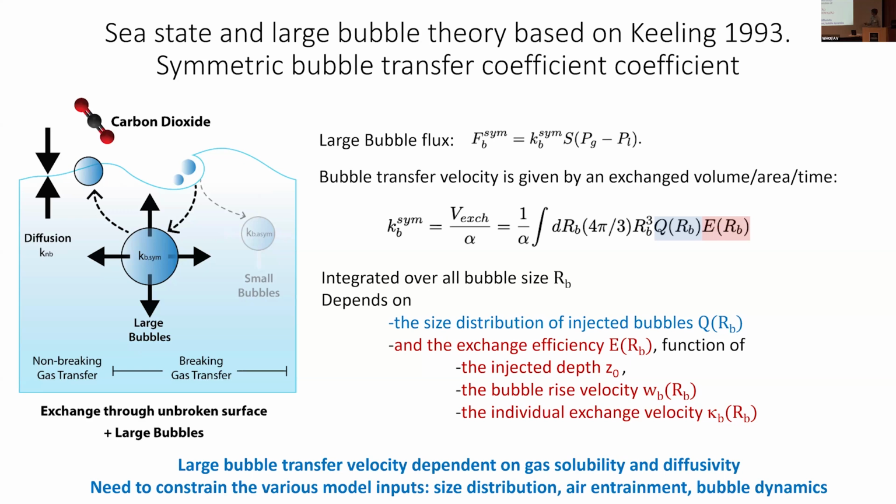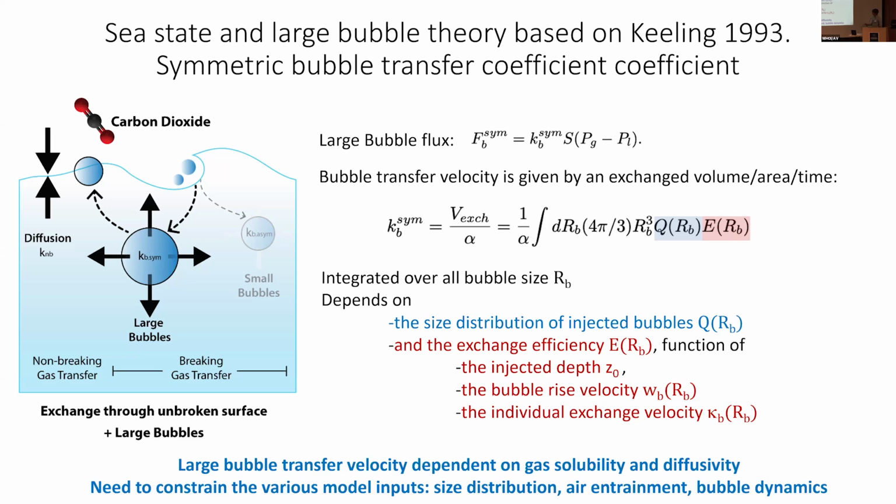It's going to depend on your bubble sizes, RV. You're going to integrate over all the bubble sizes, so you're going to need to know the bubble size distribution. That's going to be a very important parameter of the model to constrain. And then you're going to need to constrain what Ralph called an exchange efficiency, which depends on how much time the bubble spends in the water. So it's going to depend on how deep you put the bubble and how fast it rises back. And all of this you can sort of study in the lab or numerically.